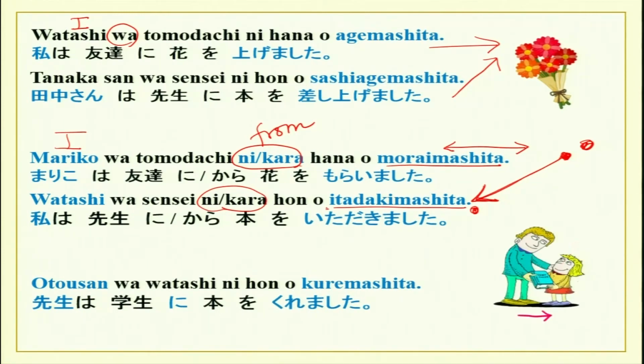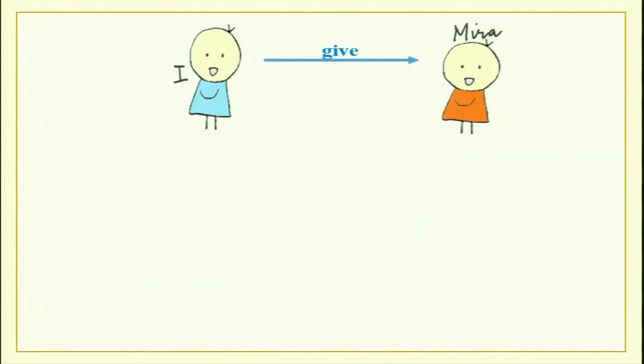I am receiving something from him. You can see from the picture as well that Oto-san is giving me. So, I am here and Oto-san is here. Now, you can look at this that agemasu, to give, is ageru in Japanese. To give something to someone is ageru. So, I give to Mira, and Mira gives to me, but in Japanese it becomes kureru.